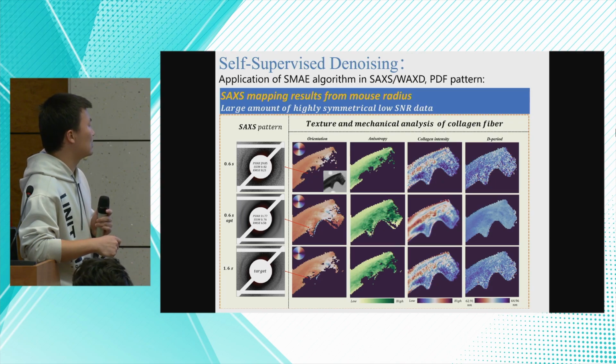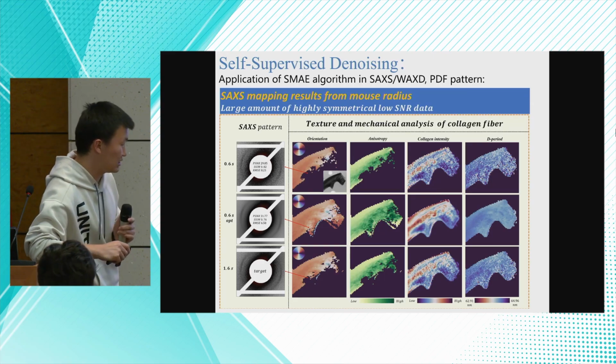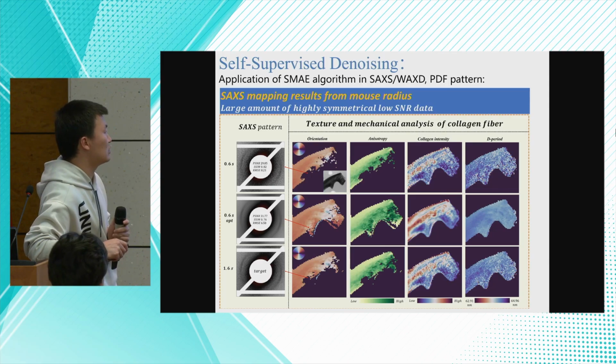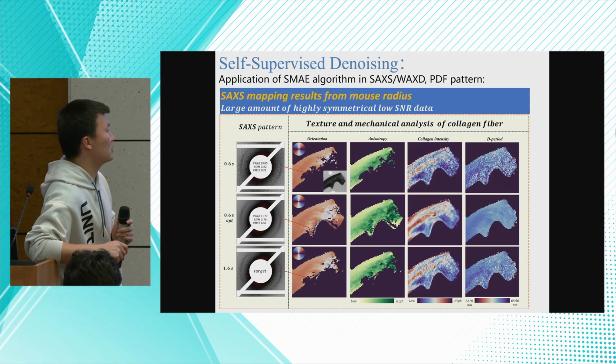This is a SAXS pattern with 0.6 second exposure time. In each image you can see there is an ion chamber, and it shows the shape of the samples. Each pixel inside these pictures is physical information extracted from this SAXS pattern, and you can see that a lot of pixels are lost because the signal here is not strong enough.